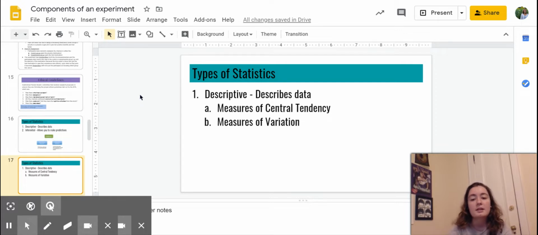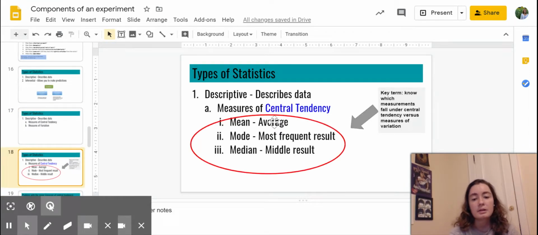So within descriptive, two categories are measures of central tendency and measures of variation. And this is why I said it's really important to know what falls under measures of central tendency and what falls under measures of variation. Measures of central tendency would be mean, so your average; mode, the most frequent result; and then median, which is what comes in the middle when you line them up in order from smallest to largest and find the middle.